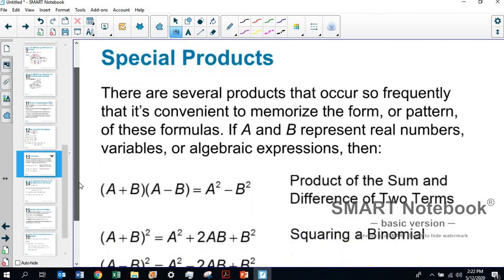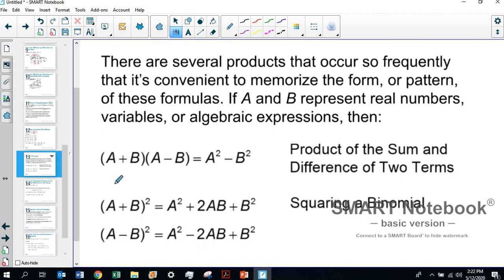Okay? So there are some special products that happen when you FOIL out a plus b and a minus b. What happens when you multiply these out, you get a squared here, and then when you do the outside terms, you get minus ab, but then the inside term is what? Plus ab.